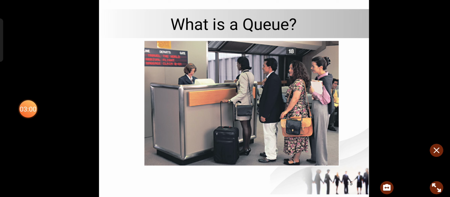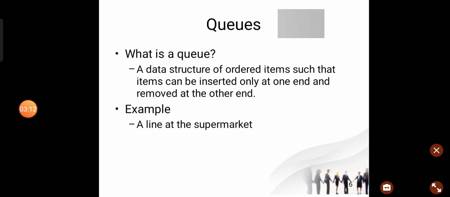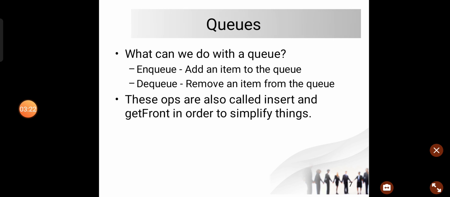Then we have discussed the queue. This is an example of a queue: we have learned it in the banking system, where we use the queue. Then a queue is a data structure for ordered items. This is a first in, first out process. You have a line at the supermarket. You use the first in, first out process.